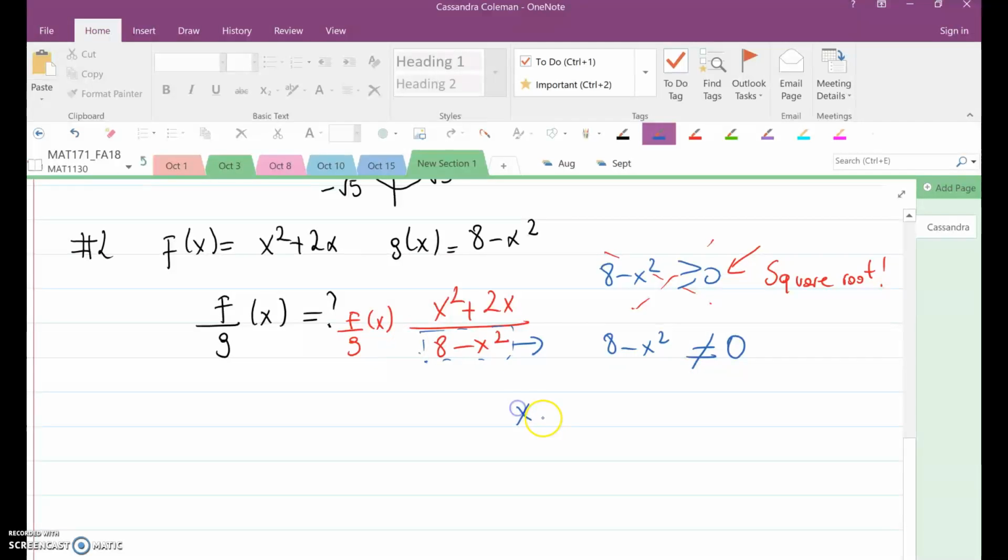It means that x cannot be equal to plus or minus square root of 8 if you solve that equation. So what does that mean? Domain will be negative infinity to negative square root of 8, parentheses, union, negative square root of 8 to positive square root of 8, union, square root of 8 to positive infinity.